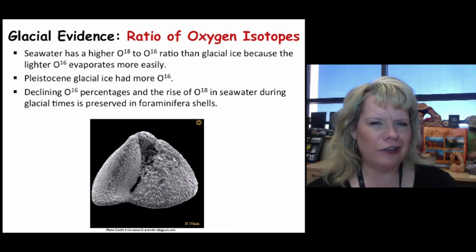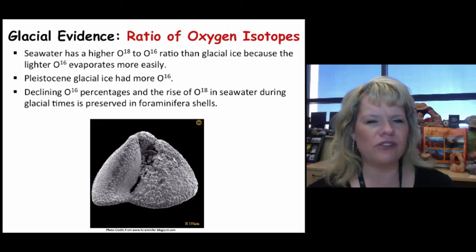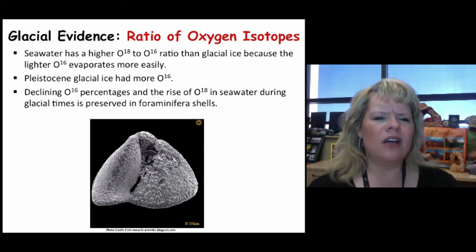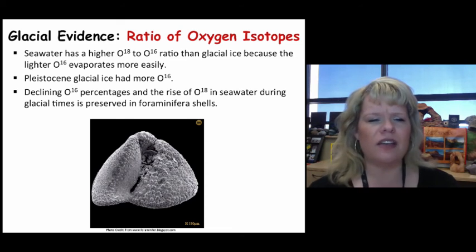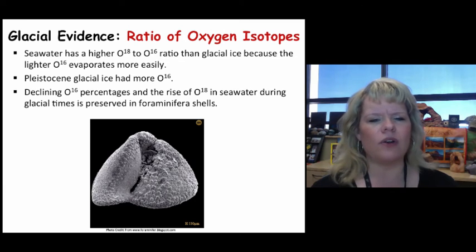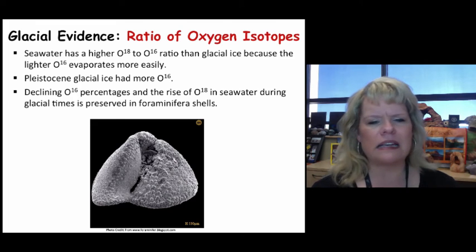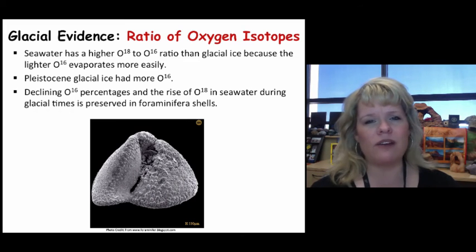Seawater gives us another interesting clue that glaciers used to be there. Now, seawater should always have a higher ratio of O18 than O16. So we're talking about oxygen isotopes here. Why is that? O16 evaporates more easily, so we find a higher concentration of that in glacial ice than we do in seawater. That's important because as you see declining O16 percentages and the rise of O18 in seawater, we know that during glacial times we should see that documented in the animals that built their shells from this material. And sure enough, we do in foraminifera shells.